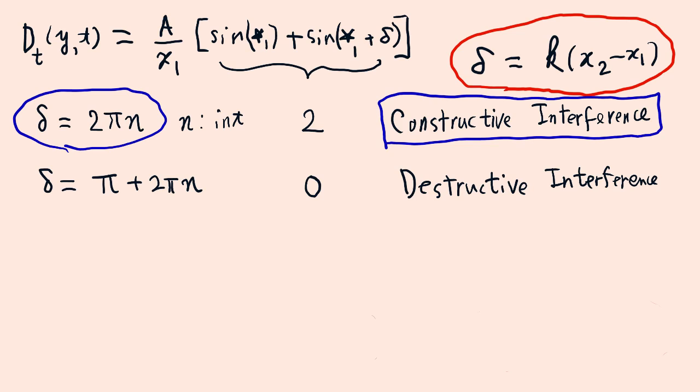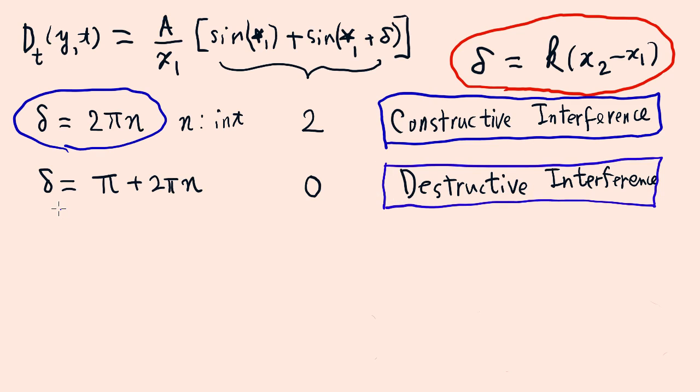Okay, so that's another important finding here. So we got elementary conditions for constructive and destructive interference. Now there is one more thing to do. So how do we express this delta, which is k(x2 minus x1), in terms of slit separation d and the angle of measurement theta?